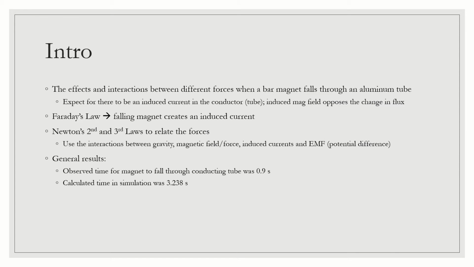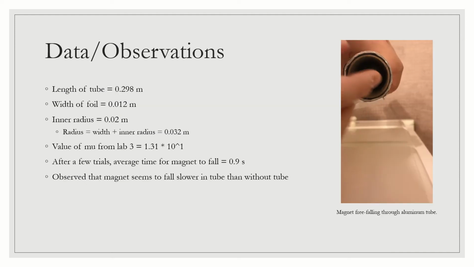Some of my general results were that I observed the time for the magnet to fall through the conducting tube to be 0.9 seconds, which is significantly less than the time that my simulation calculated. My simulation calculated for the magnet to take 3.238 seconds to fall through the tube.